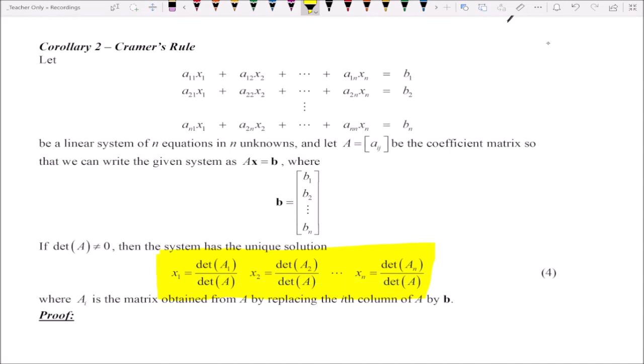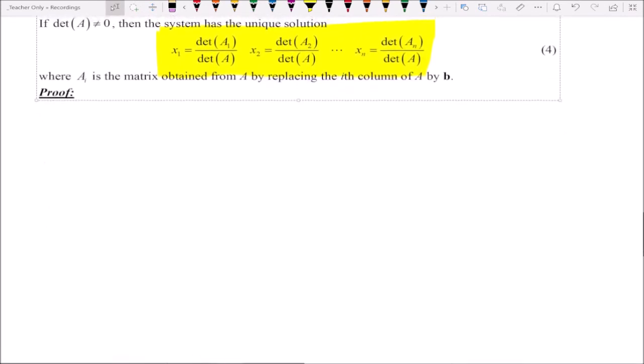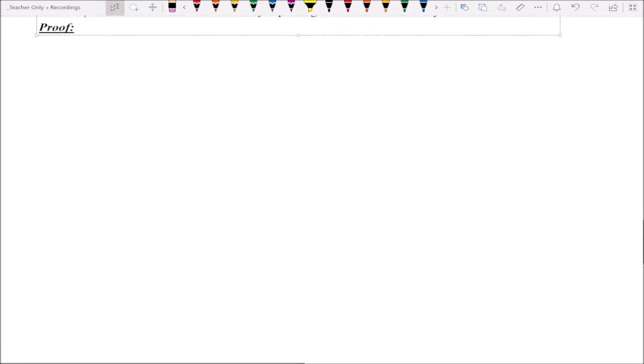X1 is determinant of A1 over determinant of A. X2 is the determinant of A2 over the determinant of A, so on and so forth. Xn is the determinant of An over determinant of A, where A sub i is the matrix obtained from A by replacing the ith column of A by our constant vector B. All right?